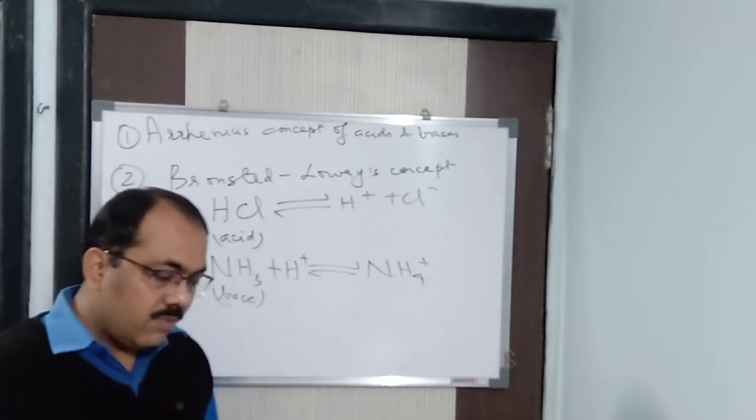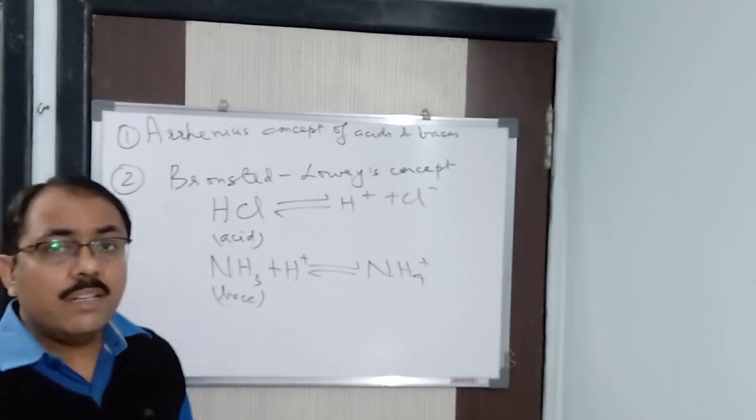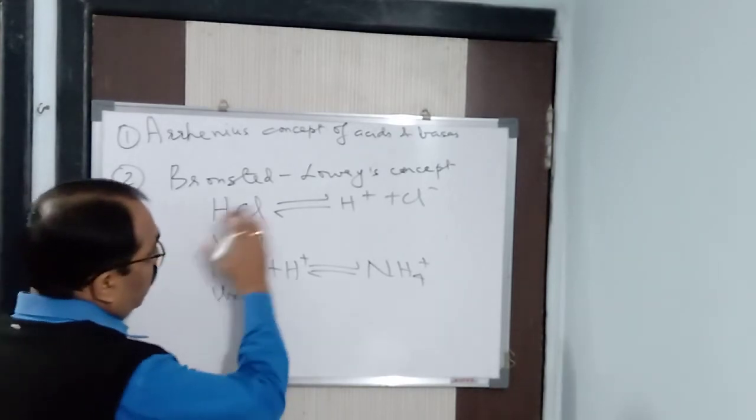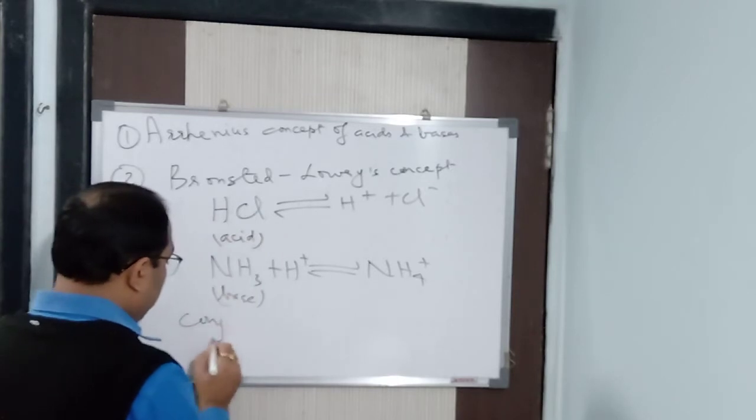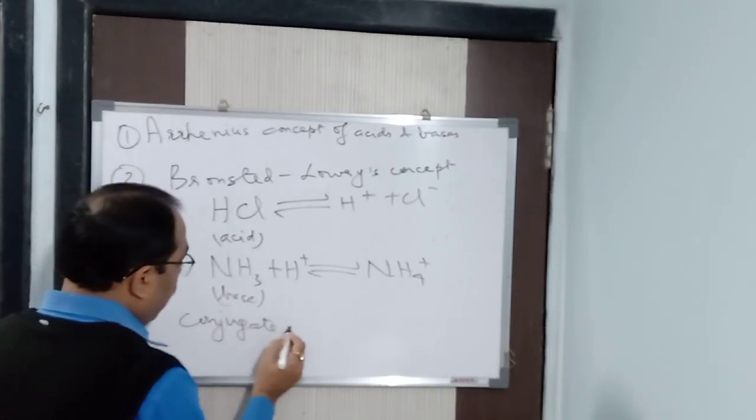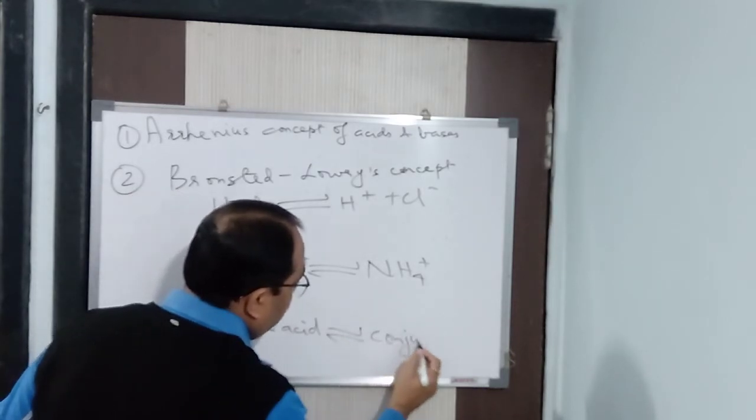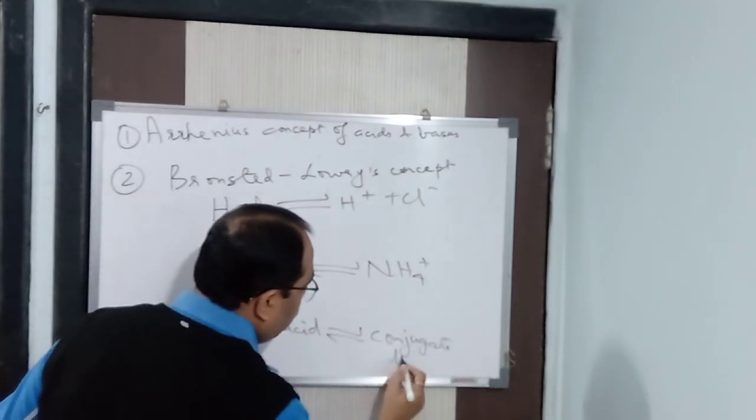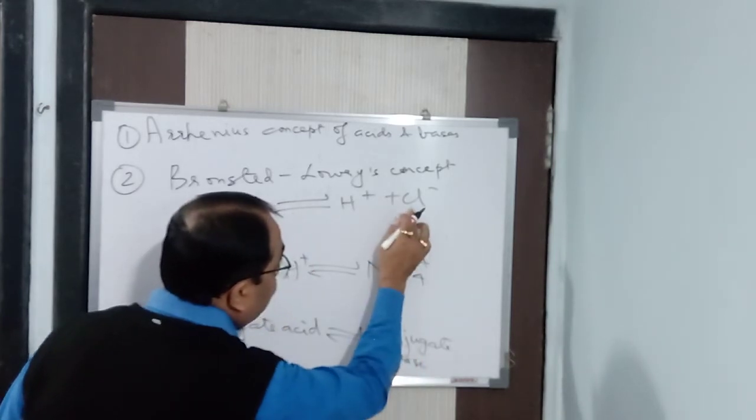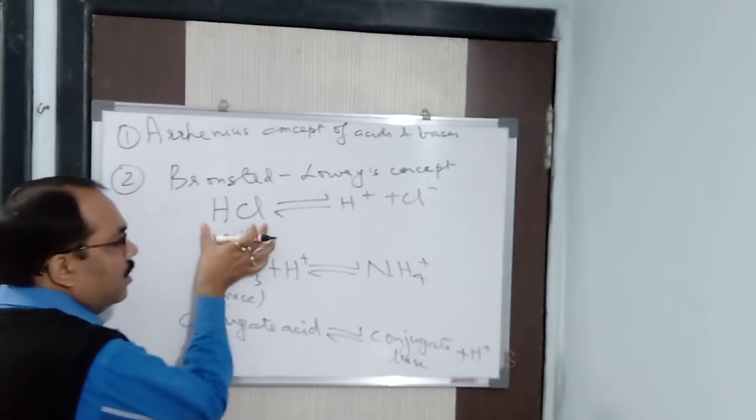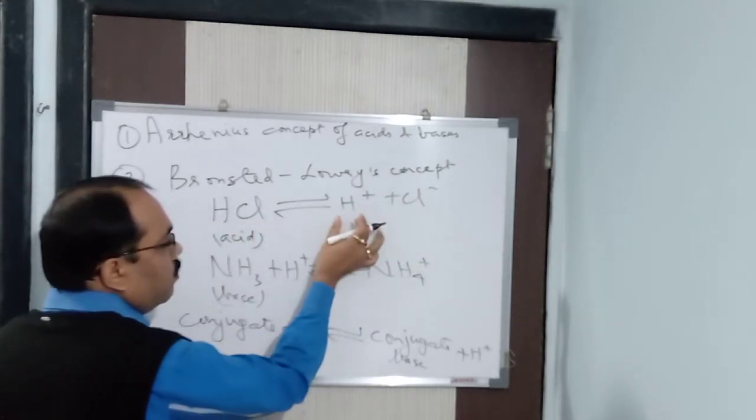Clear? So hence we have got a conjugate acid base pair in Bronsted-Lowry's concept. What is that? That is a conjugate acid base pair. That is the conjugate acid. This is a conjugate base. What if we are having an H plus ion? This is a conjugate acid, this is a conjugate base, and this is an H plus ion.